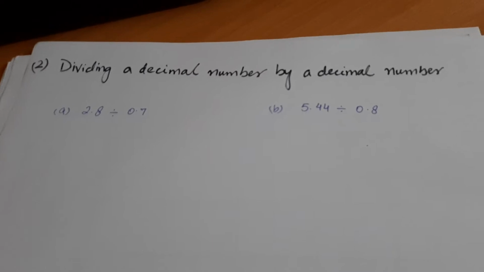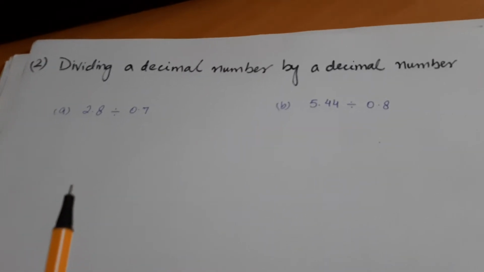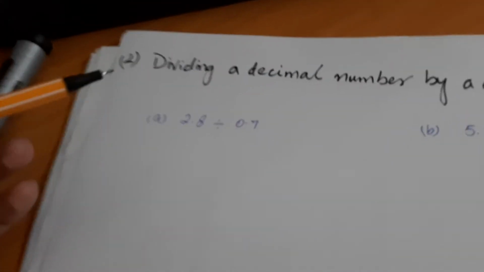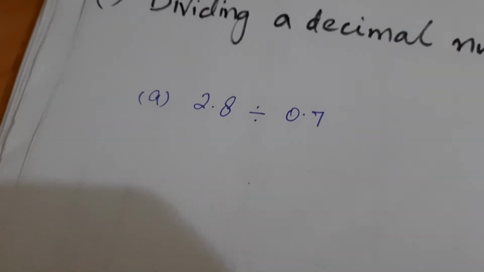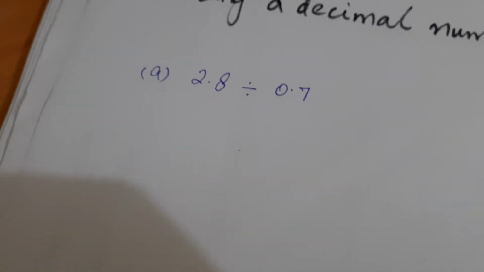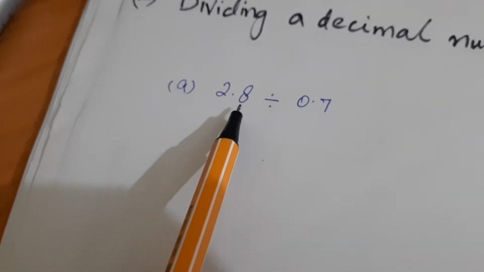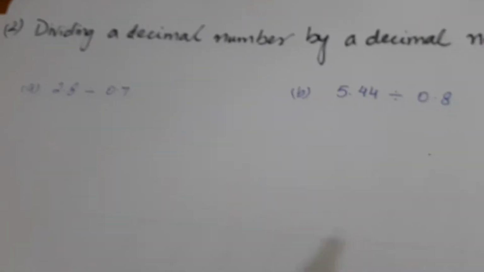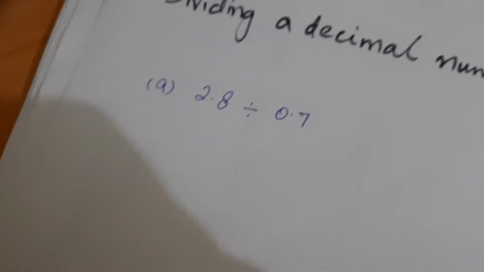Now let us move on to the next part, that is dividing a decimal number by another decimal number. How do you do this? So we are going to do the simple one first, which is this part. So this says 2.8 divided by 0.7, and the next one is 5.44 divided by 0.8. Now let us solve the first one.